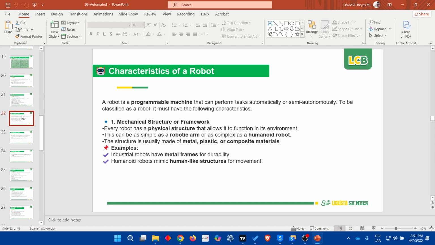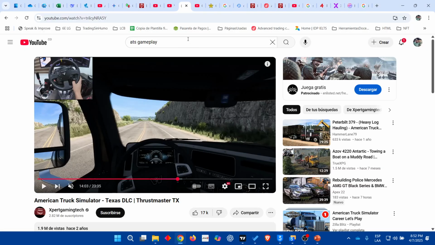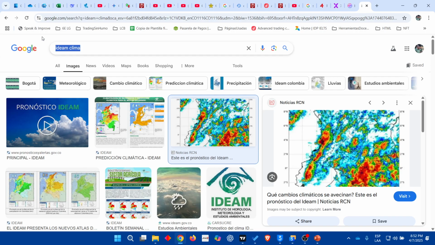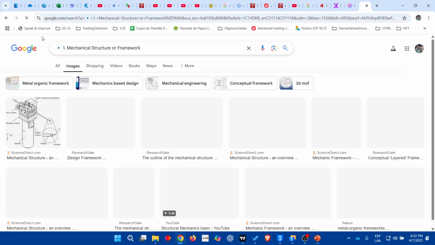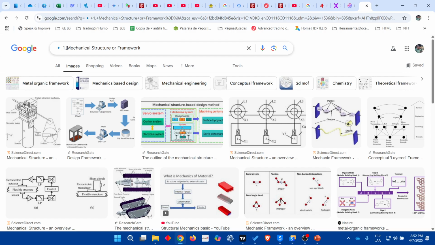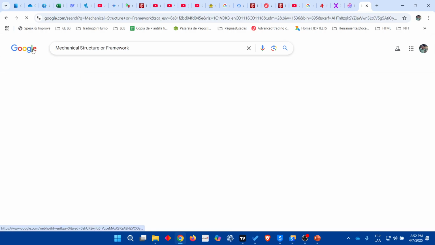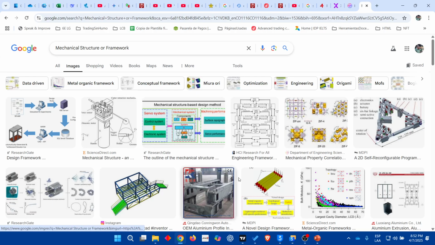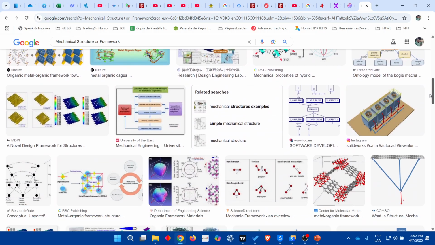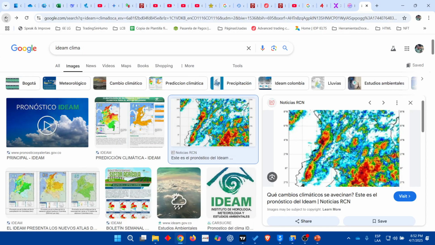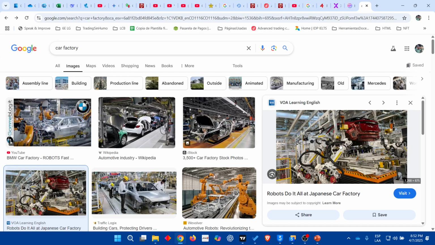Needs to have a mechanical structure or framework. What is that? Let me show you. Obviously, I like using images here. Mechanical structure. Let me show you. Not in this way. Okay. Mechanical structure. This is something physical.